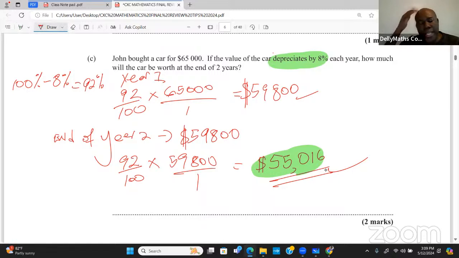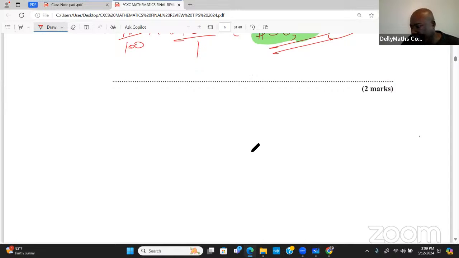And there are multiple ways you could do it. As I said to you, you could have found 8% and then subtracted it each time, all right? But also you can interpret the losing of 8% as you're left with 92%. And as long as you're able to see it that way, you're good to go. So let us take a look at the next question.